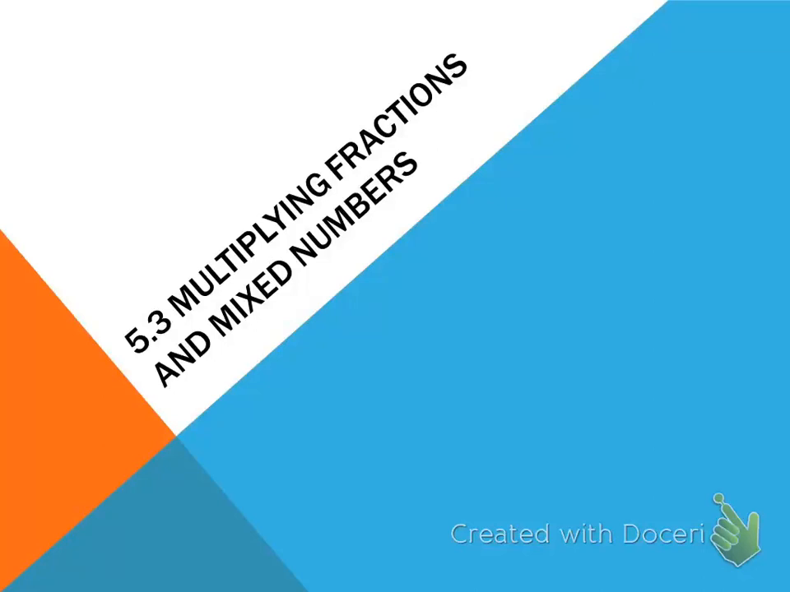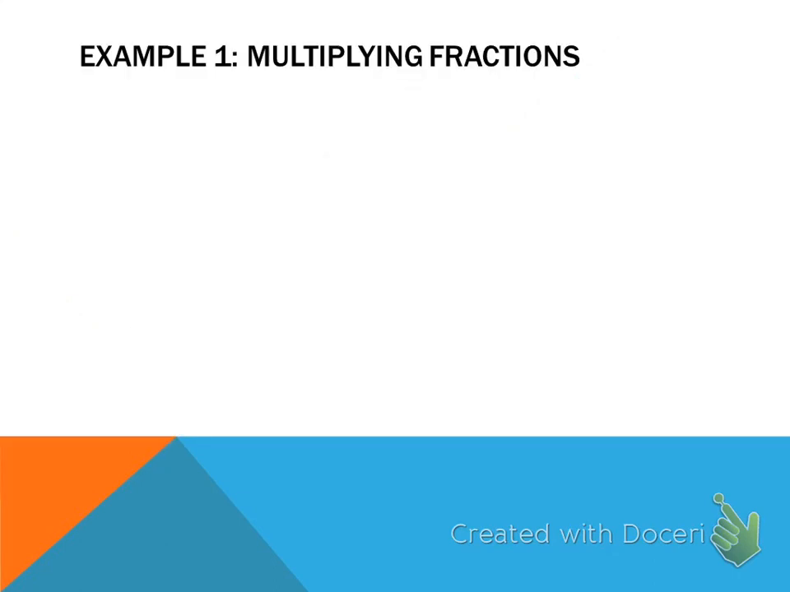Okay, today we are learning section 5.3, multiplying fractions and mixed numbers. In example 1, we're trying to find the answer to the word problem at the top of page 216. So if you haven't already, go ahead and turn to page 216 in your books. It says Neapolitan ice cream is made up of 1/3 chocolate, 1/3 vanilla, and 1/3 strawberry. How many gallons of strawberry ice cream are in a half-gallon container?